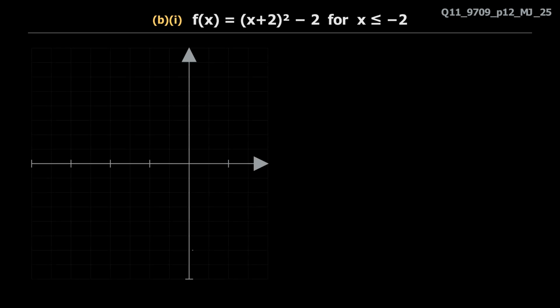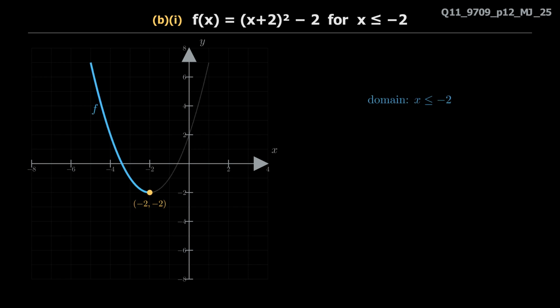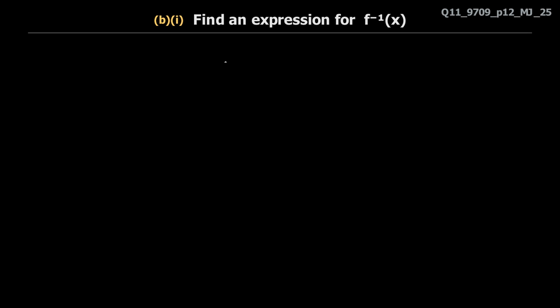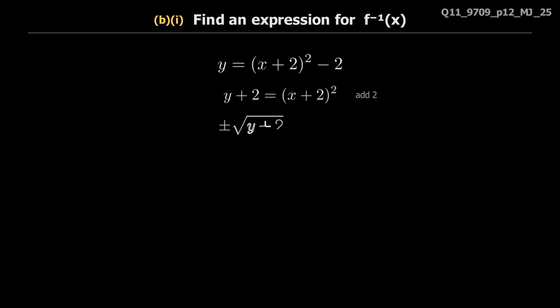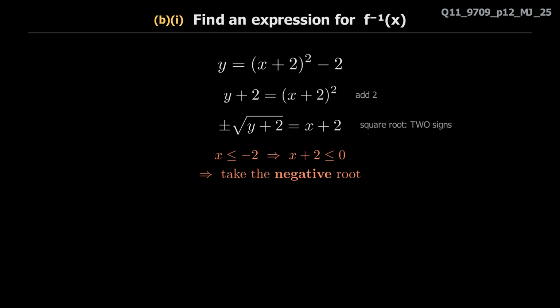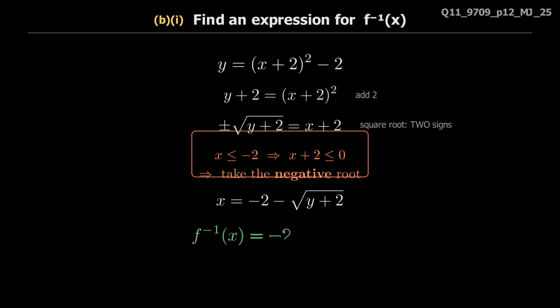f is the left branch only, domain x at most minus 2, range at least minus 2, so f inverse exists. Invert f. Start from y equals x plus 2 squared minus 2. Add 2. Square root gives plus or minus. Domain x at most minus 2 forces the negative root. f inverse is minus 2 minus root x plus 2.